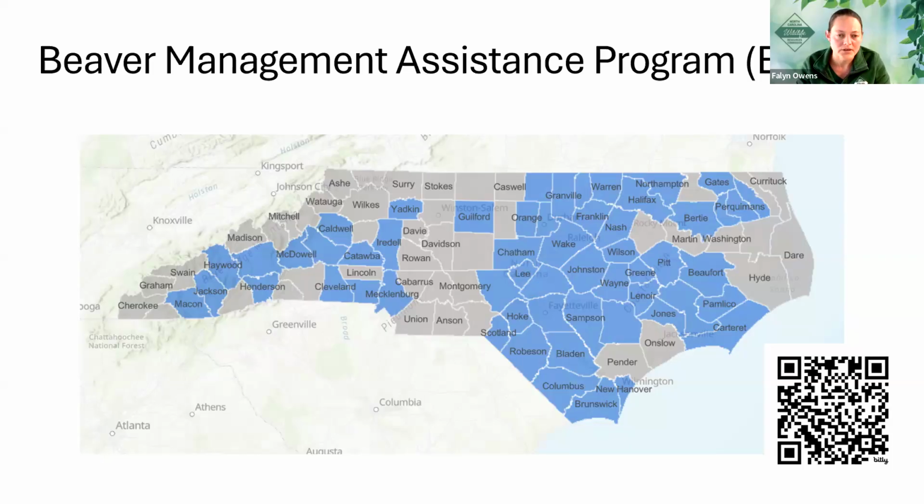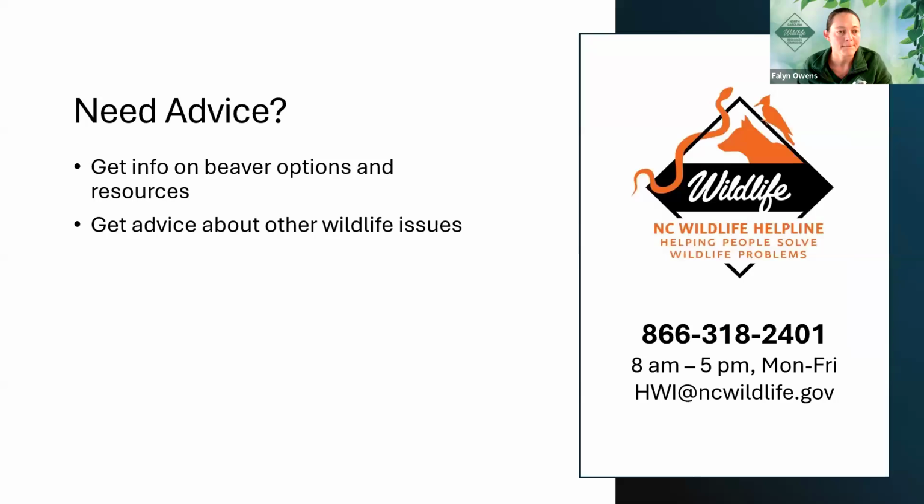So this is a really unique program that we have in North Carolina. Some of the other resources I mentioned are usually available in other states, but I don't think there are any other states that have something quite like the BMAP program that we have here in North Carolina. So again, if you're in the blue counties, go to that QR code to the BMAP website and learn all about this really unique, useful program.